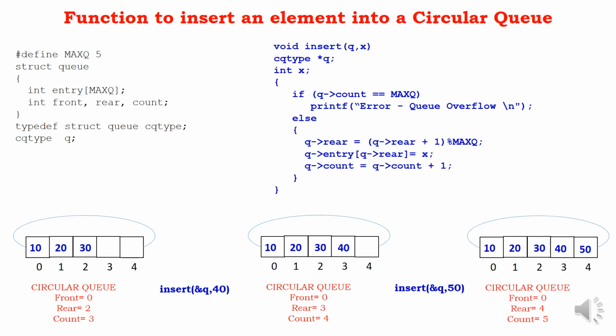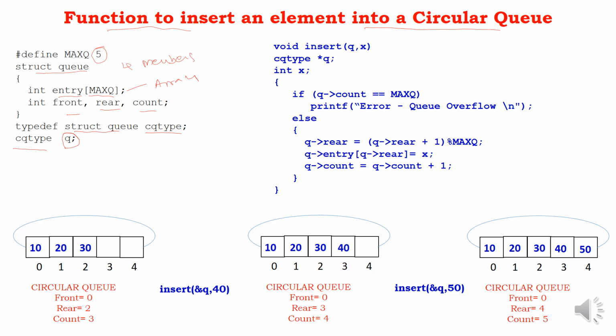Now let us discuss the function to insert an element into a circular queue. Circular queue is treated as a structure having 4 members: an array, front, rear, count. Here the name of the array is entry. The array can store a maximum of max queue elements. What is max queue? Here it is 5. We are considering 5 as the total number of elements that can be stored in a circular queue. Then the type struct queue is redefined as CQ type, and Q is a variable of type CQ type.